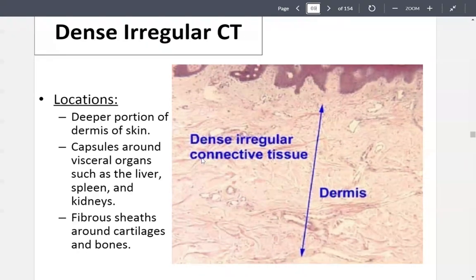So where do we find this? Deeper portion of the dermis of the skin, so we'll get into that later in this PowerPoint. It's also going to be the capsules that surround your visceral or abdominal organs, so the layer that surrounds and contains your liver, your spleen, your kidneys, that's going to be made up of this tissue. It's also going to be the fibrous sheath around your cartilage and bones. So we'll talk about the fibrous sheath in Unit 5.